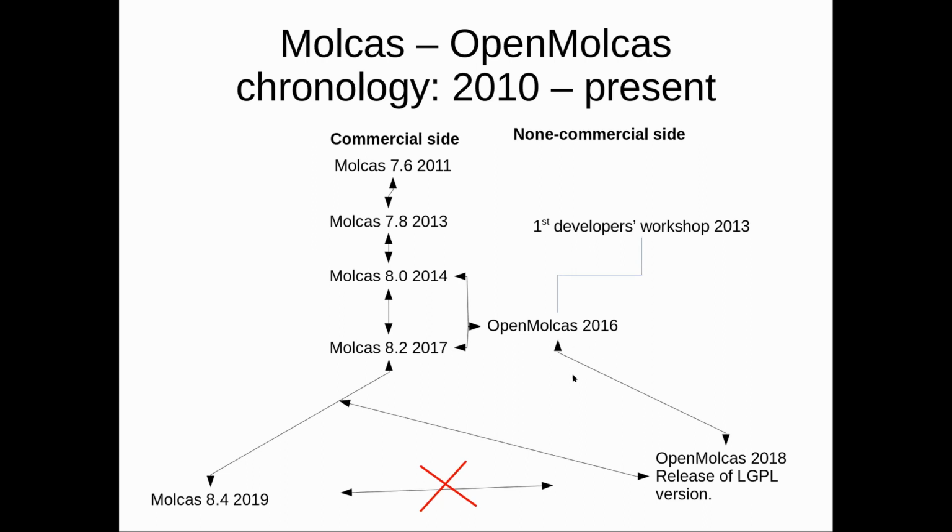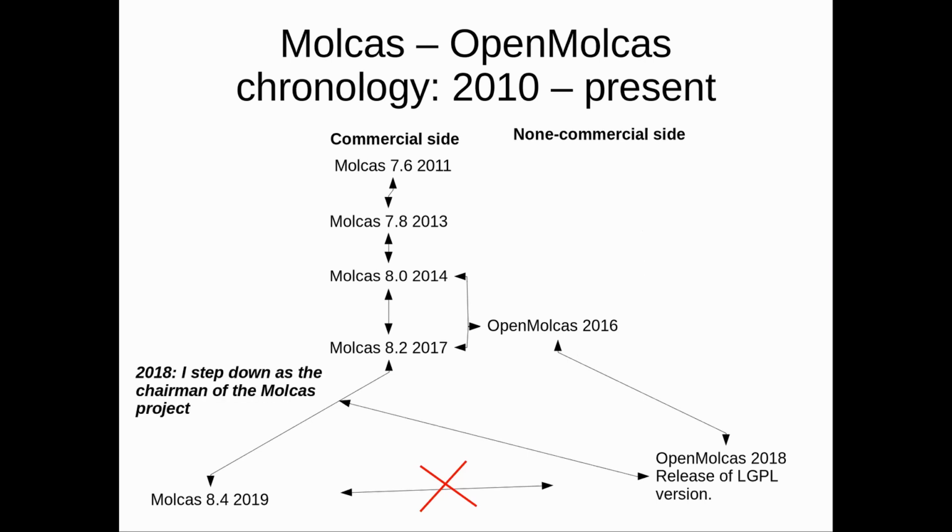But sometime around 2016, we opened up the Git repository for the common code here. In 2018, we made the Git repository public, at which time the commercial side was set aside. And as a consequence of that, I stepped down from the commercial part of this project. The commercial part now is essentially a polished up version of OpenMolcas, and I don't have anything at all to do with that anymore.